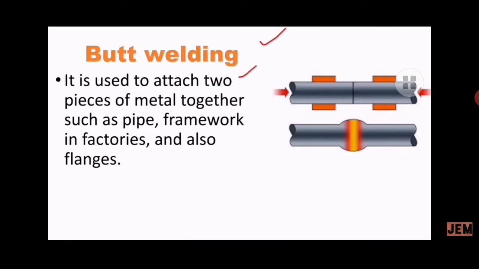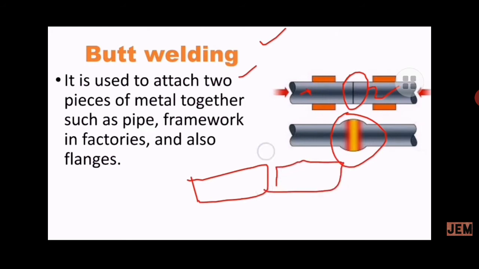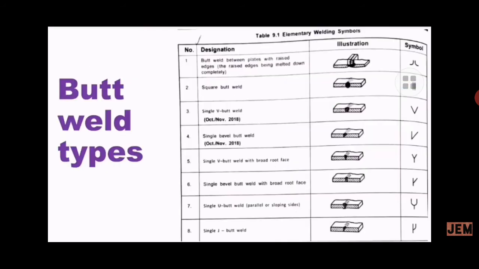It is used to attach two pieces of metal, such as pipe, framework in factories, and flanges. So this is the example. This is one piece, this is the second piece, and they are joined with the help of butt welding. With the help of two plates, joined with the butt weld. Butt weld types have their own symbols and types.